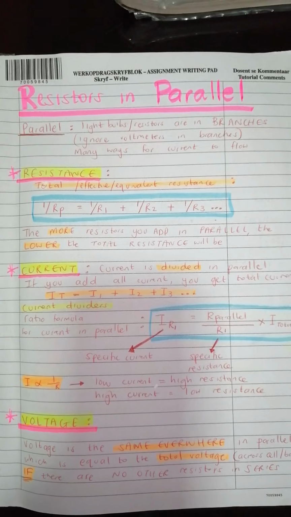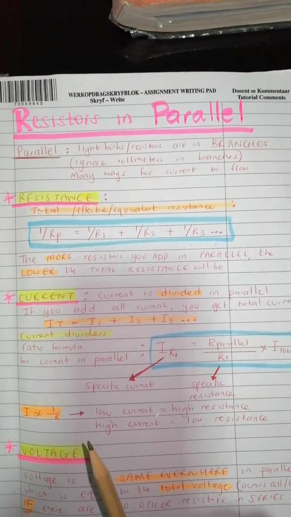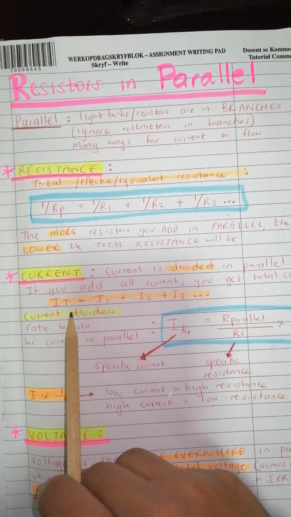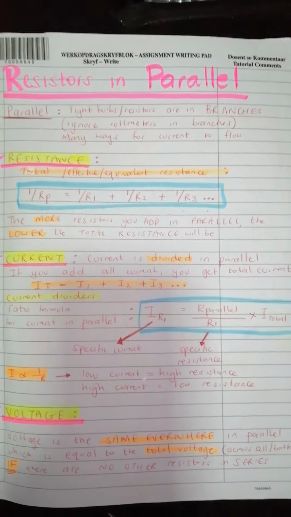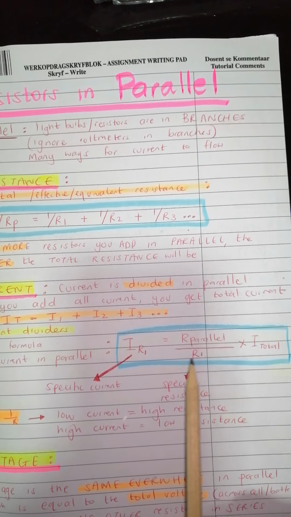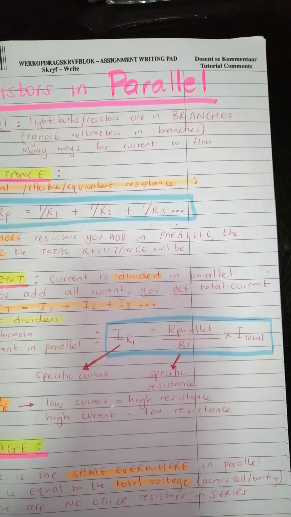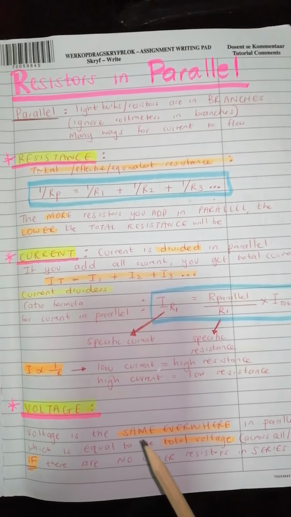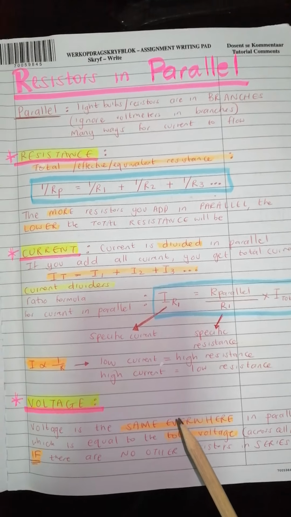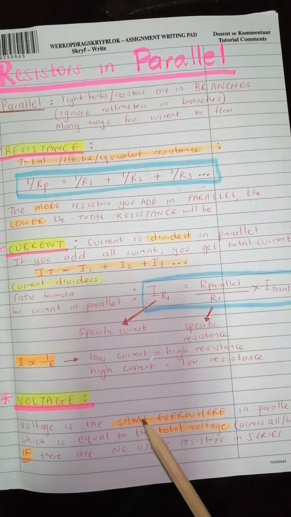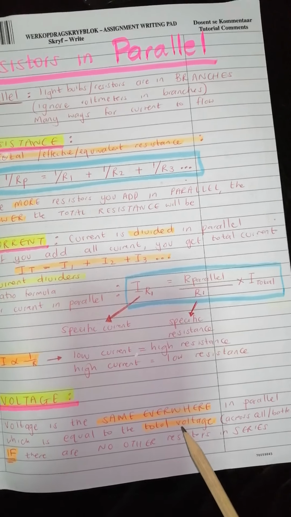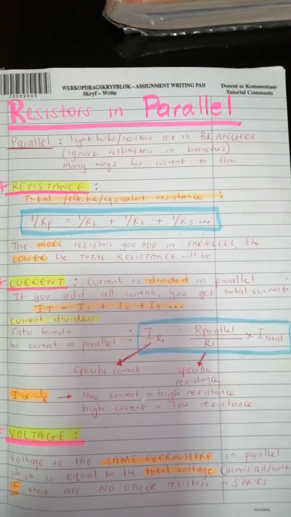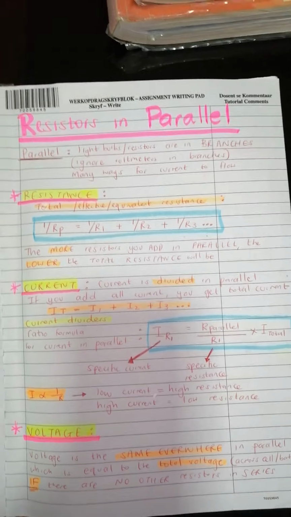And then we said also in a parallel circuit, the current is divided, and if you add all of the currents, you will get the total current. And since it's divided, you can use this divider formula to work out the current in a specific light bulb or resistor. And then we said for the voltage, in a parallel circuit, if there's nothing else in series, then the voltage will be the same everywhere, which is also the total voltage or the voltage across the cell or battery.